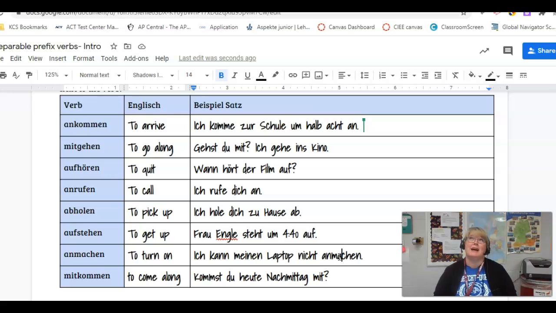There are going to be a ton of these separable prefix verbs. For people doing honors, this is part of the reason you have to do the he, she, it form. So on your vocab quiz, when it tells you to give the he, she, it form, make sure you break off that prefix and stick it at the end so you can show me that you know how to do separable prefixes.